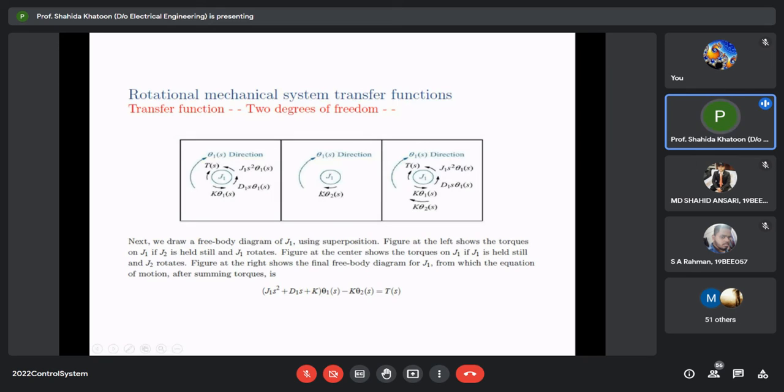Okay. This figure shows the torques on J1 if J1 is held still and J2 rotates, like this. Okay, K theta 2 in this direction and theta 1 in this direction. And this figure shows the final free body diagram for J1, from which the equation of motion results like this. All right, so note down this.